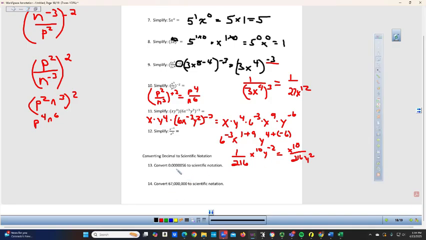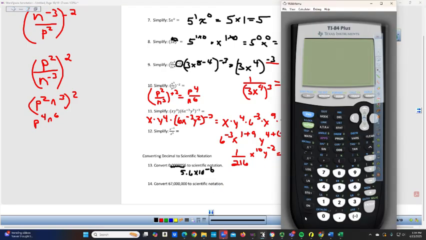So first things first, when we get this number 0.000056, first thing we've got to do is make this number between 1 and 10, right? So I'm going to move my decimal 1, 2, 3, 4, 5. So I get 5.6 times 10 to the negative 5, right? And it's negative because this number is smaller than 1. If it was bigger than 1, it would be positive, right?